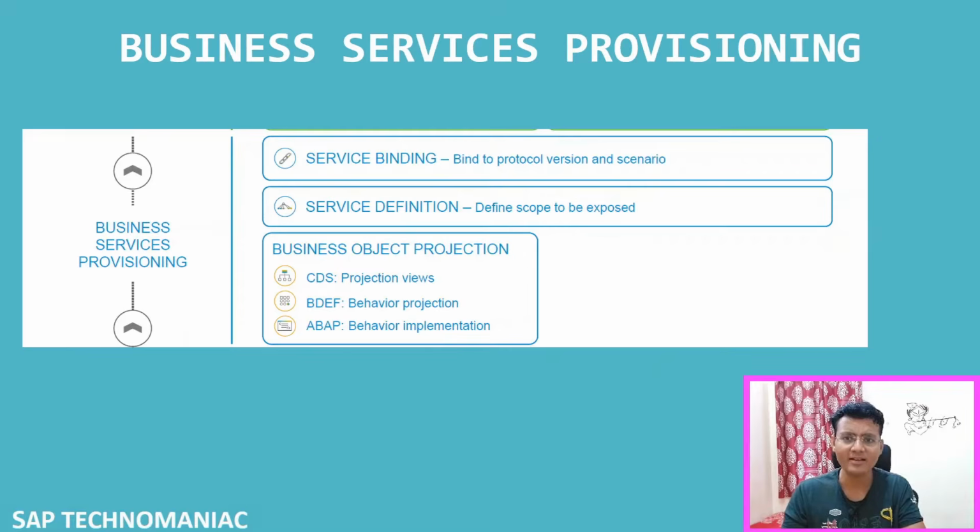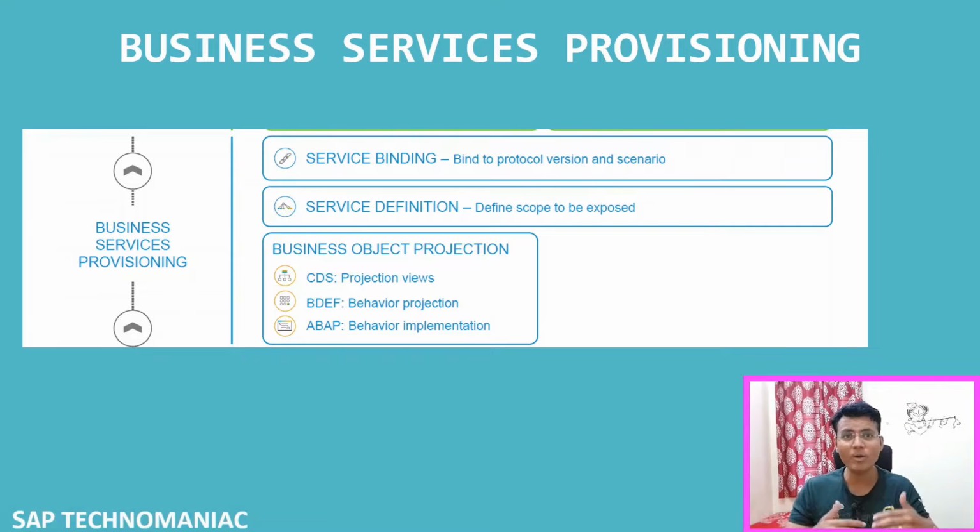Before going to that, we will come to our architecture overview again. Then we can see this is business service provisioning. Provisioning means we are defining what can be exposed to the outer world so the consumer can consume. We cannot consume whatever is available, the business object, everything. On top of that, we have to define what needs to be consumed, because the business object is the base object. It can be used somewhere else as well.